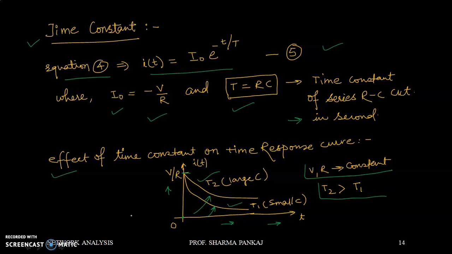After removing the source at t is equal to 0, current is still flowing in the circuit, which is exponentially decaying with time. We have seen this, and the capacitor is behaving like a voltage source at t is equal to 0 plus.